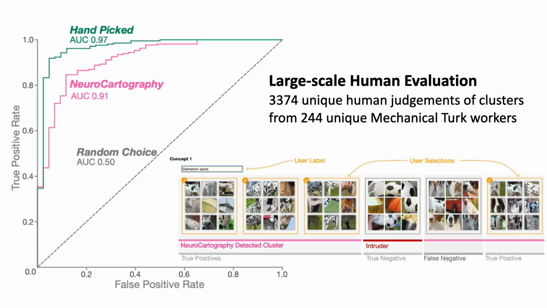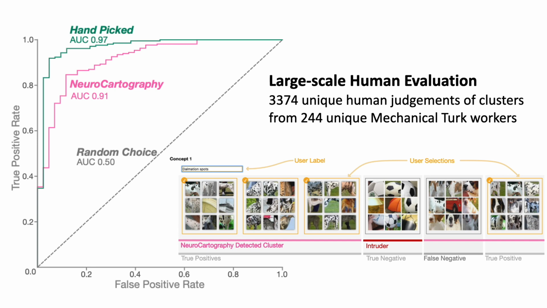Something you may ask is, well, it's scalable, but how good is it at finding or grouping these neurons? So we did a user study through Mechanical Turk. We asked 244 workers to rate the grouping that was found by NeuroCartography. On the right-hand side, I show an example task that a worker would complete. We show the worker 5 neurons, each one represented by 9 image patches. And then we also inject what we call an intruder neuron. That means it's a random neuron that's very unlikely to be related to the other 5 neurons.